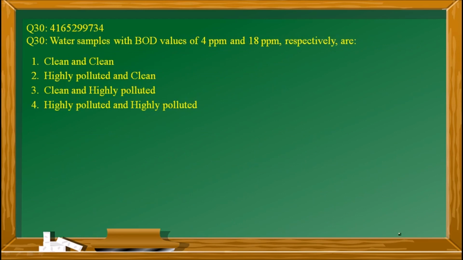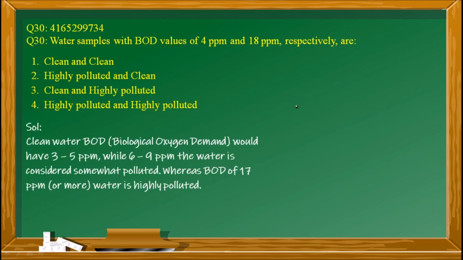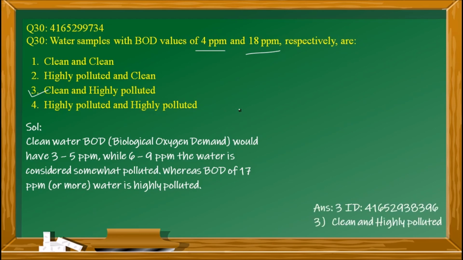Next, question number 30. Water samples with BOD values of 4 ppm and 18 ppm respectively are what? Dear friends, BOD is biological oxygen demand. If it is less than 3 to 5, it is clean drinking water. If it is 6 to 9 ppm, the water is considered somewhat polluted. If it is more than 17, that is 18 ppm, that means it is highly polluted. So in option number 3, 4 ppm means clean water and 18 ppm means highly polluted. So option number 3 is the correct option, friends.